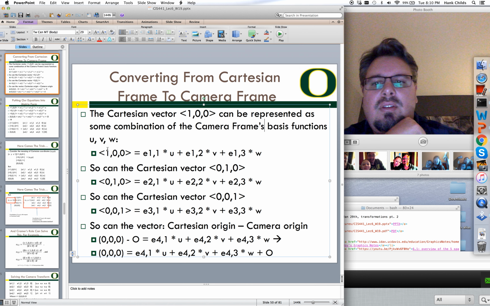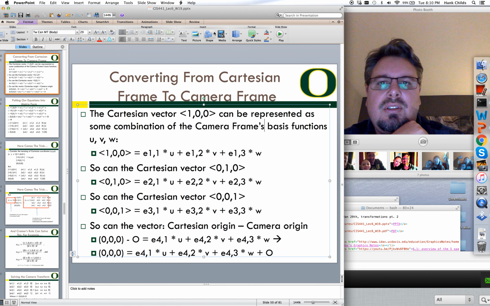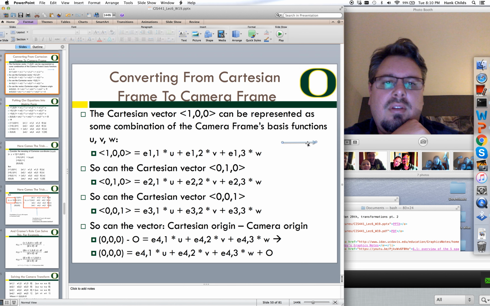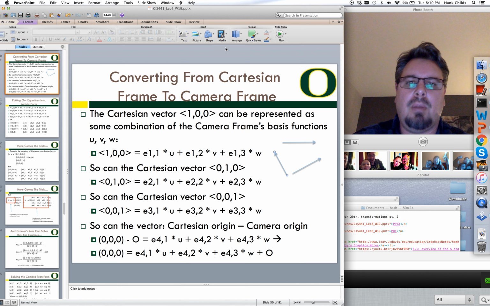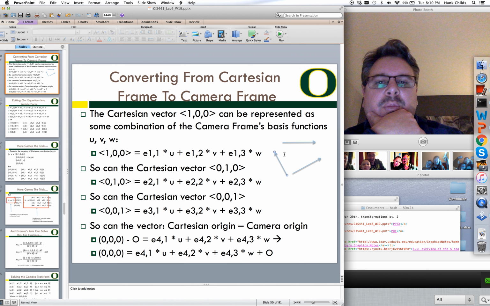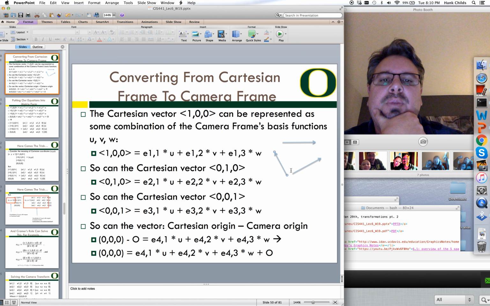All this says is if you want to represent this vector, which is just an arrow like this, that you can represent it with u, v, and w. It might be that u goes like this, and v goes like this, but that you can represent this one, 1, 0, 0, with some combination of this one u and that one v, because the camera frame's basis functions are not going to be the same as the Cartesian frame's basis functions.